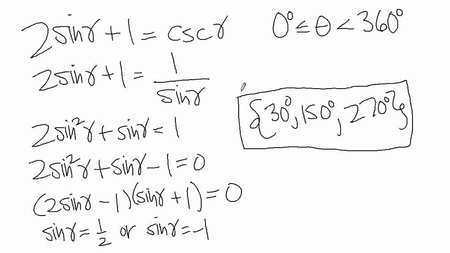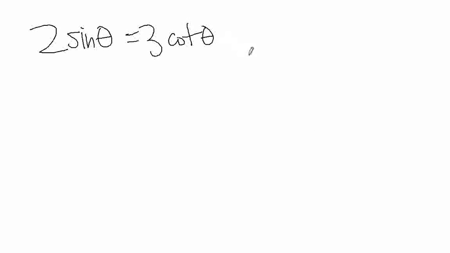Now, I would like you to solve an equation that initially has more than one type of trigonometric function. Would you please try to solve 2 sine theta equals 3 times the cotangent theta, and find values with respect to angle measures greater than or equal to 0 and less than 2 pi radians. All right, so pause the video and do that now, please, if you can.